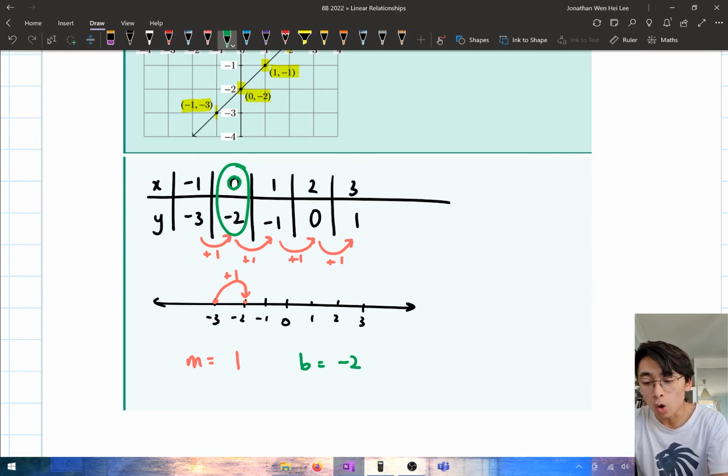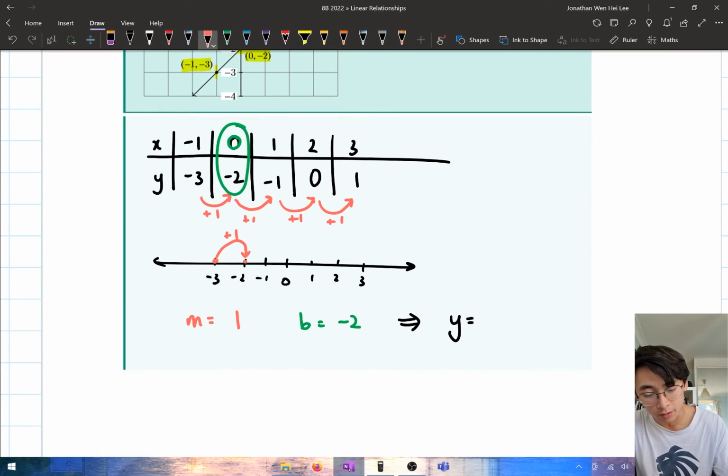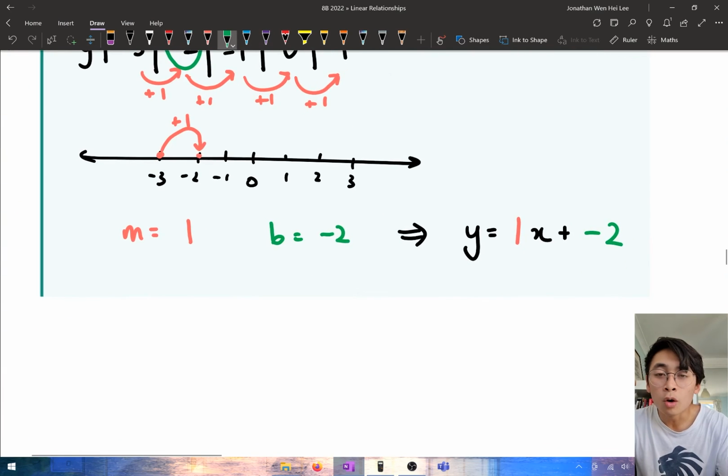And once we've done that, all we need to do is write this into our rule. So I'm going to write on the side here. I'm just going to write y is equal to, and I'm going to skip the step where I write mx plus b. Here we go. So it's going to be 1x plus -2. Okay. And there we would normally be done.